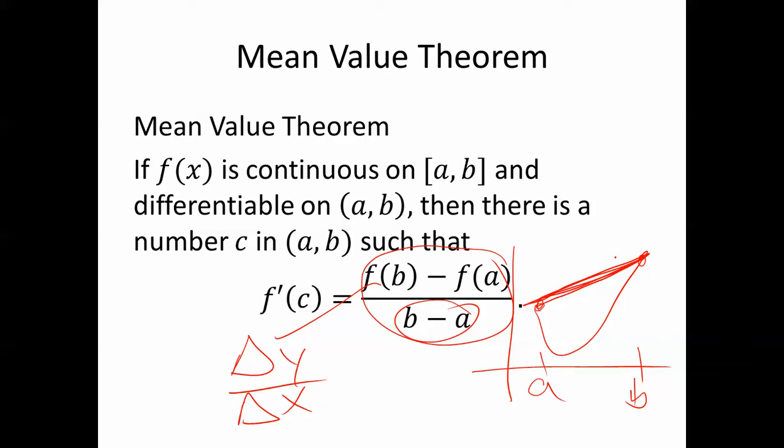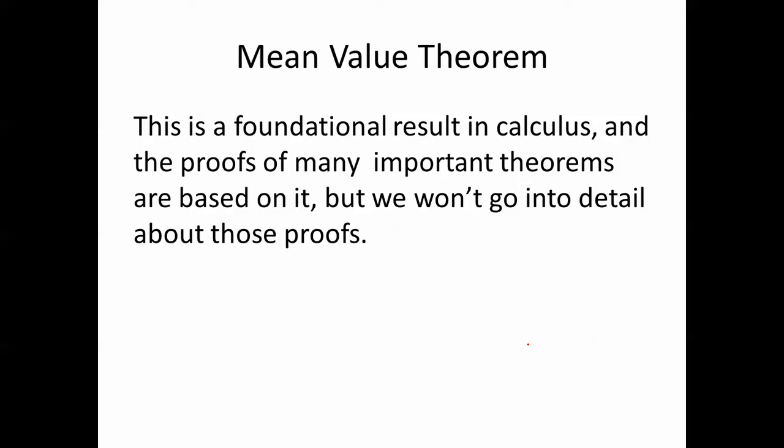The left side of the equation, f prime of c, is the slope of the tangent line at the point c. So what this theorem is telling us is that there's a point c between a and b, where the tangent line has the same slope as the line through the endpoints. In other words, the tangent line is parallel to the line through the endpoints. It's about right over there. Okay, that's about it. So that's what the mean value theorem is telling us. This is a foundational result in calculus, and the proofs of many important theorems are based on it, but we won't go into detail about those proofs.